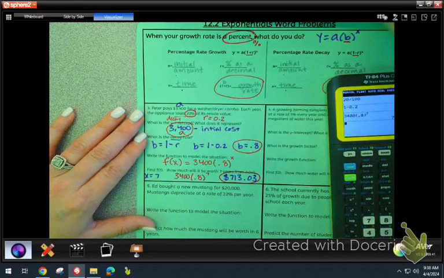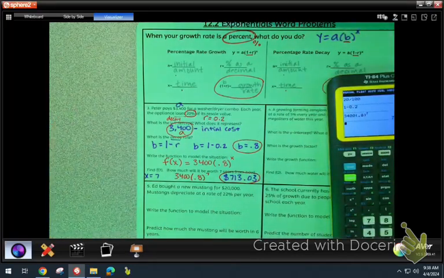Okay? So every single exponential word problem is going to be set up this way. Initial amount, what's happening to it, to the power of x, and x will be a time. We could ask just for the equation, or we could ask you to actually make a prediction, giving you an x value to plug in.